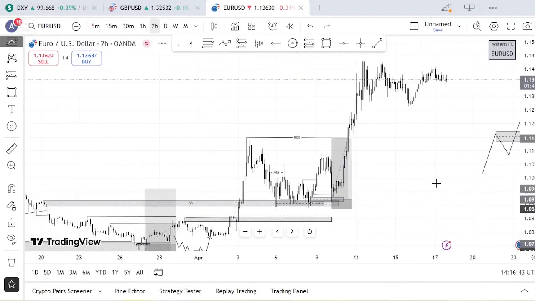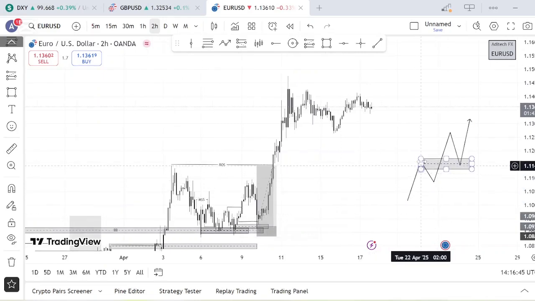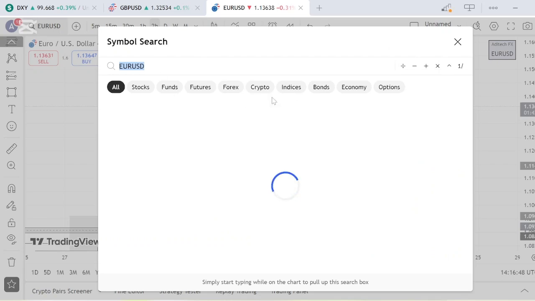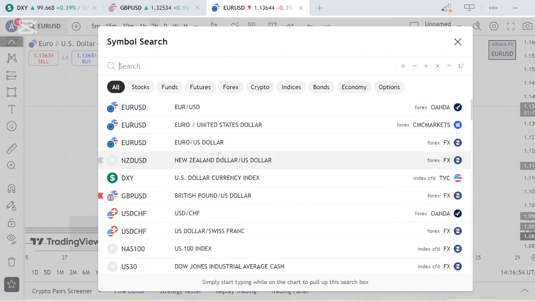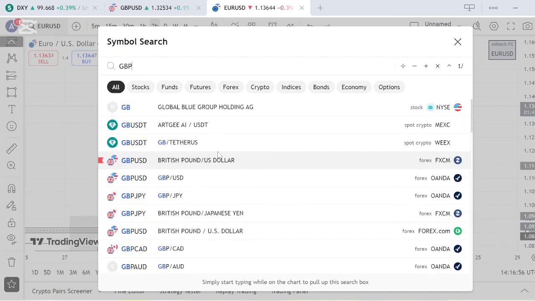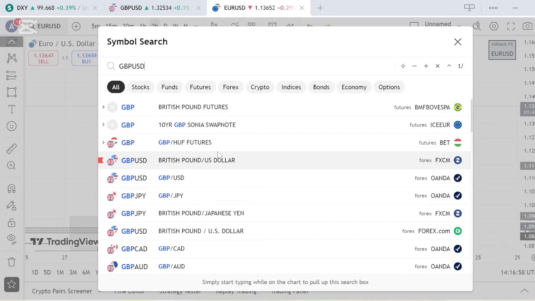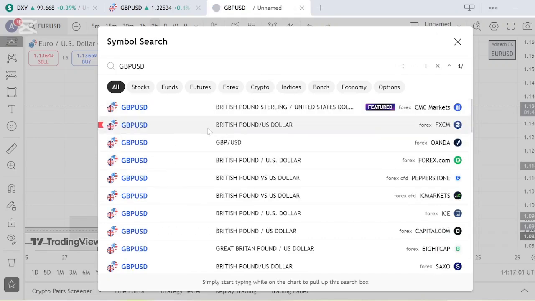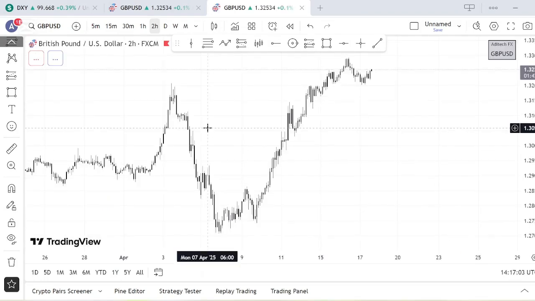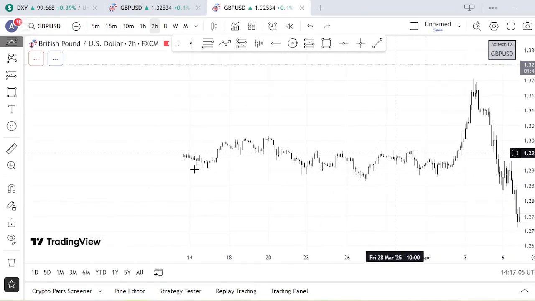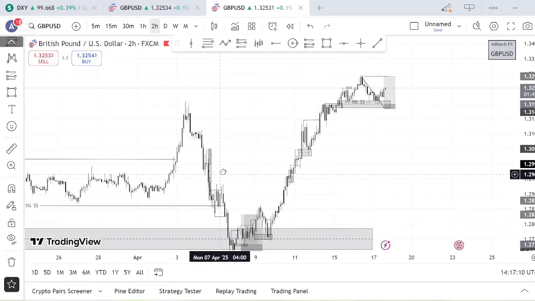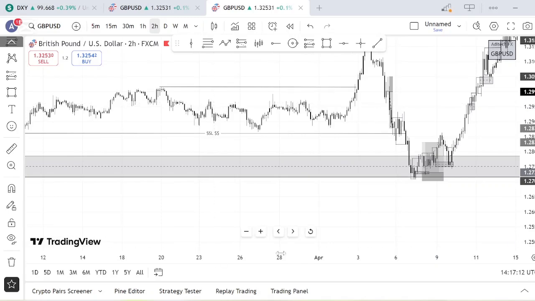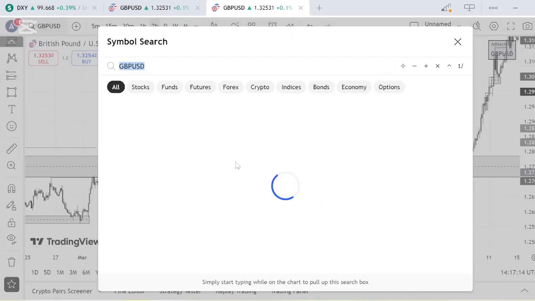So this is the current price action on Euro USD. So let's go to another chart. Okay, let's take GBP USD for example. GBP USD. Now on GBP USD, basically we're in an uptrend, right? We are breaking structures to the upside. Let me go to a new chart.